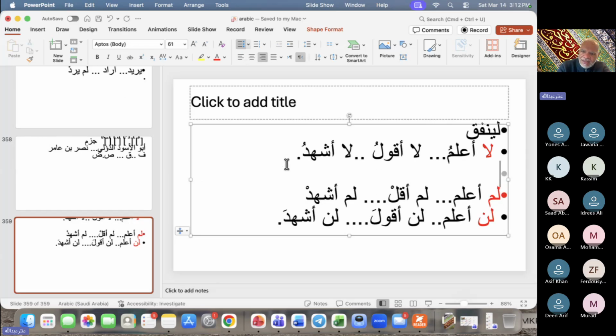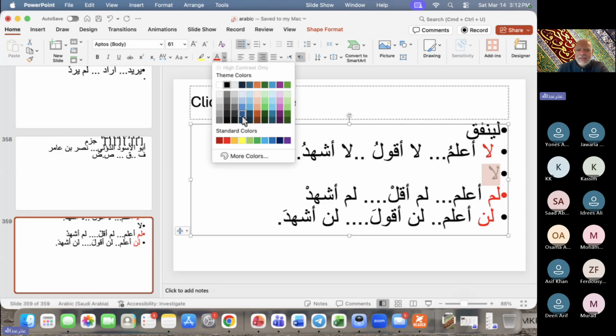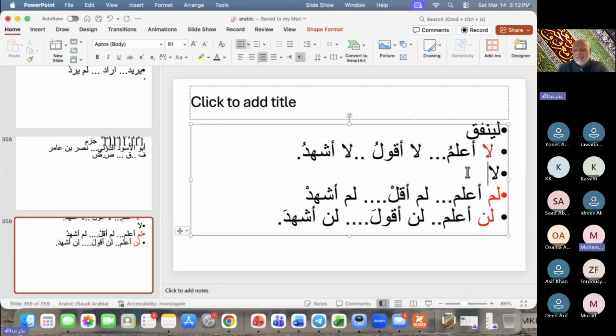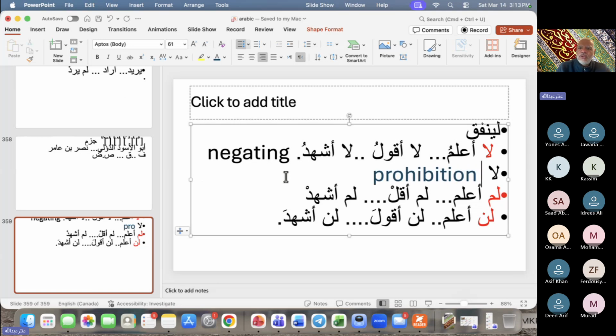The other la that is mentioned, in fact, the second la is called the la for prohibition. And it is used with the present form of the verb, right? Okay. So the first one is negation, negating. The second one here is used for prohibition. And prohibition is only used with the second person.